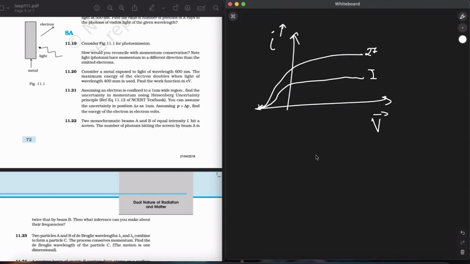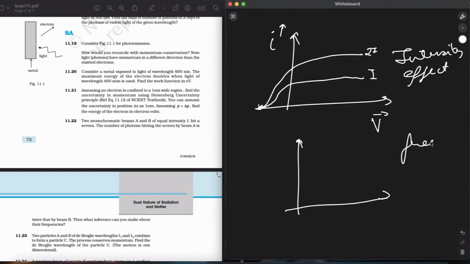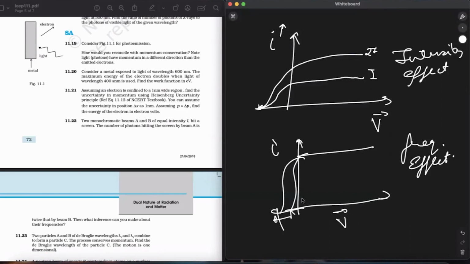But if I draw for the effect of frequency, see, this is the intensity effect, and this is the frequency effect. So in the frequency effect, the current will be constant, alright. But what is changing is the stopping potential. So current is the same, but the stopping potential has shifted backwards if you change the frequency.